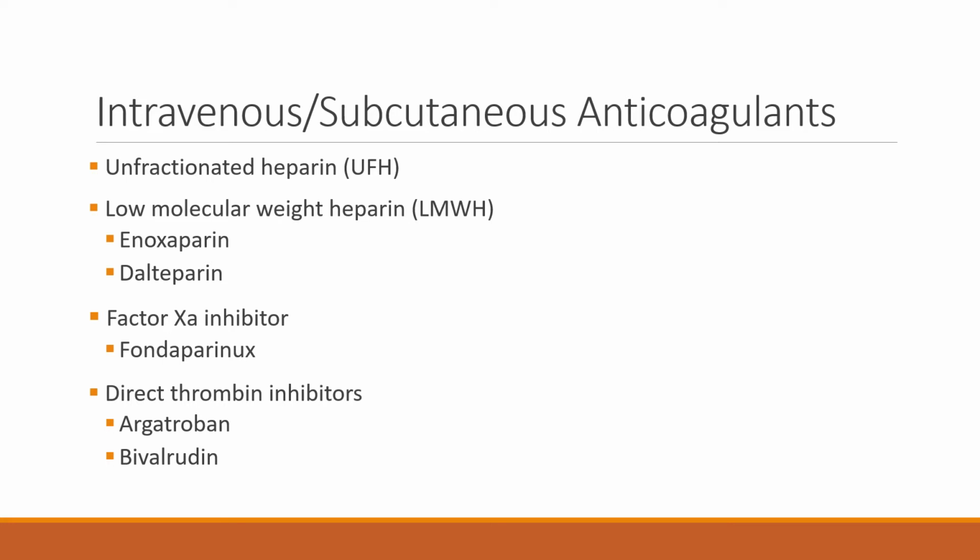Okay, so first we have the intravenous anticoagulants. We have unfractionated heparin, which is our run-of-the-mill heparin that we use for either subcutaneous or intravenous administration. We also have low molecular weight heparins, such as enoxaparin or Lovenox, which is our most commonly used low molecular weight heparin, and then dalteparin as well. We have a factor 10A inhibitor, fondaparinux, and then just for completeness' sake, I included direct thrombin inhibitors, argatroban and bivalirudin, which you may see less frequently, obviously in the outpatient setting for sure, and then less frequently in the hospital as well.